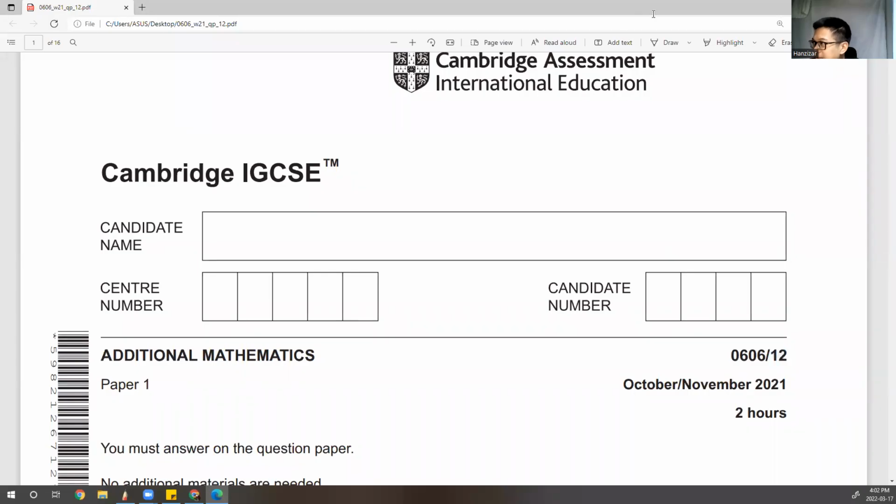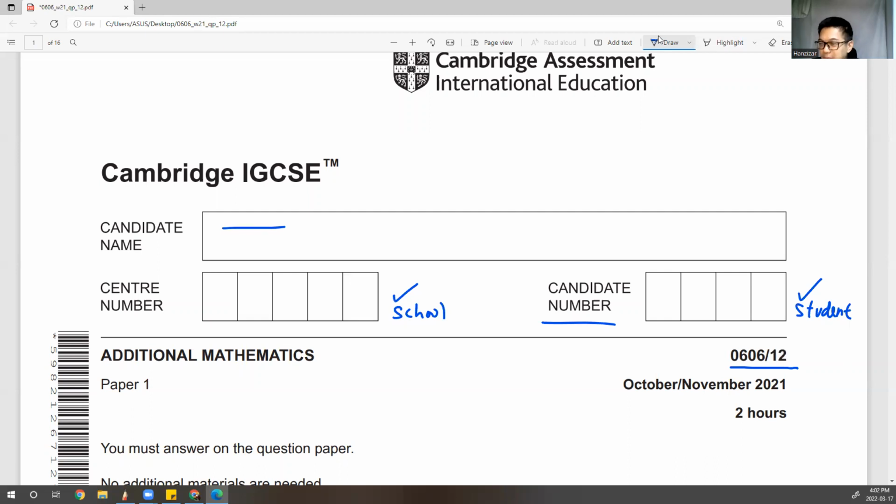Okay, today we learn about paper 1 on additional math. Don't forget to write your name. The center number will be given by your school, and your candidate number is specific to you, the student. The center number is from the school, and the candidate number is for the student. So you and Vicky will have different candidate numbers and the same center number.